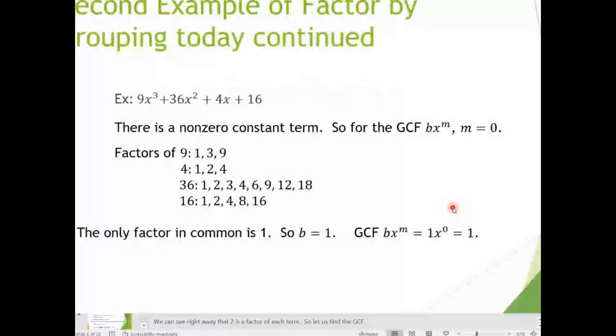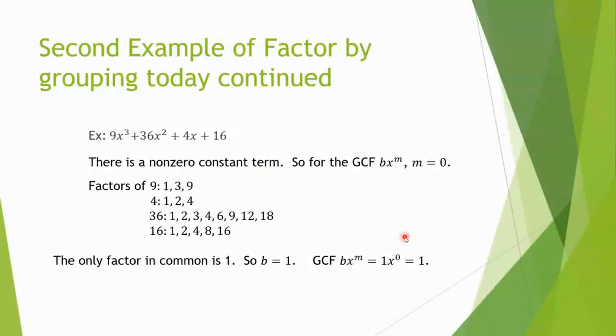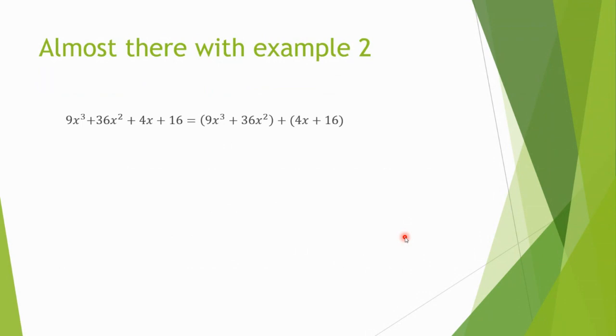Do we factor it out? Well, no. I mean, you could factor it out if you want. It's not going to get you anywhere. Okay, so what do we do then? Well, factor by grouping. We do the next step. We form these two groups, as you can see. And now we get the GCF out of each of these groups.